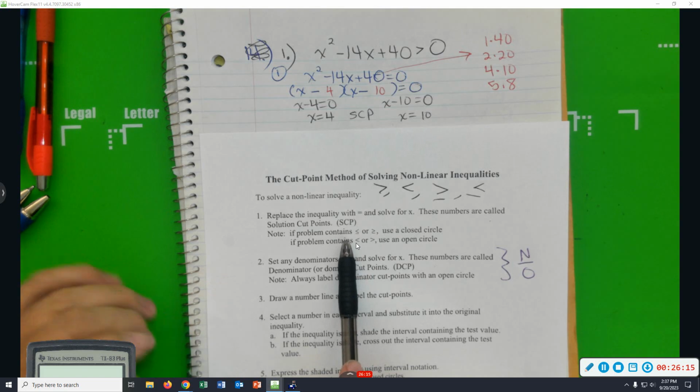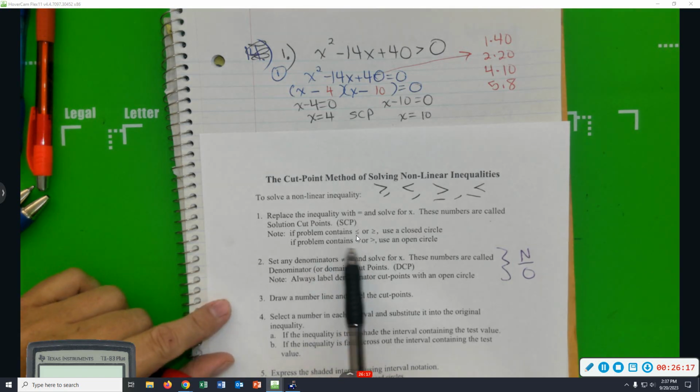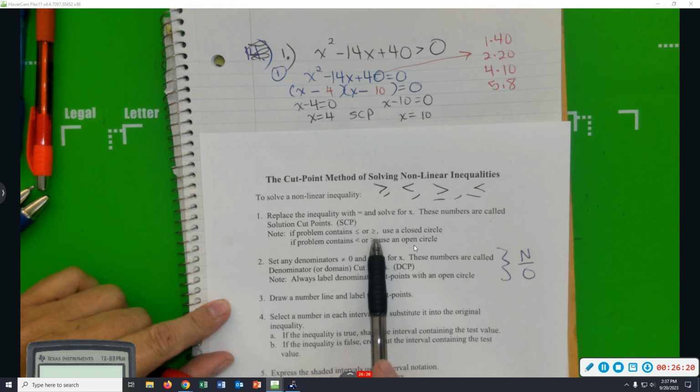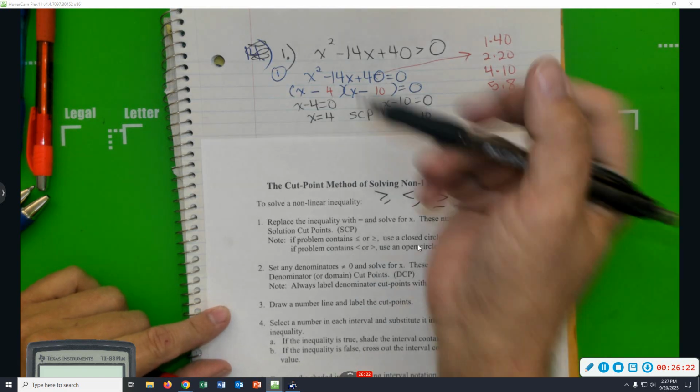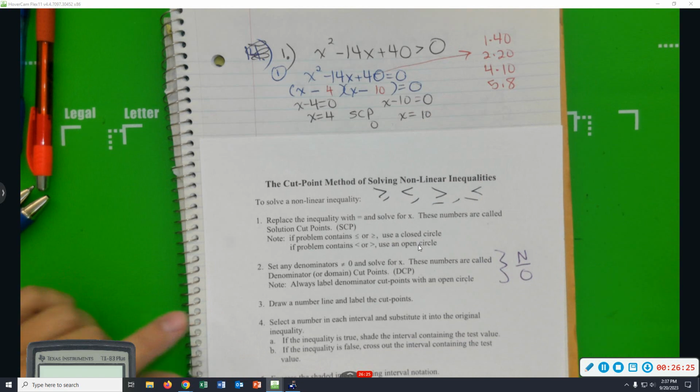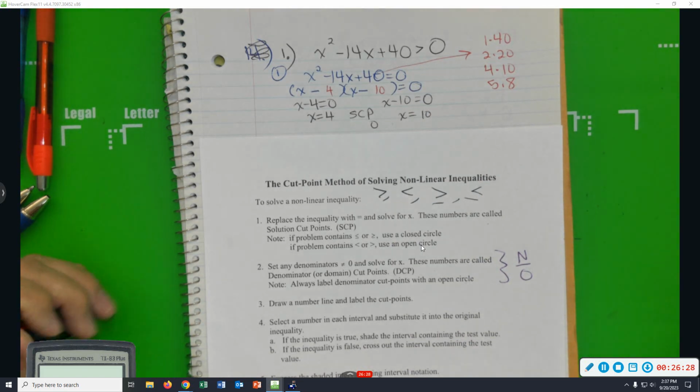Remember, I said we spell it out here on this recipe. If the problem contains just a less than or a greater than, no equal to, you're going to use open circles. Years ago, a student told me that he had a good way of remembering which of these, and his method was, look at the symbol, what uses more ink? A closed circle or an open? Well, a closed circle uses more ink to draw. Which symbol uses more ink? The one with the equal sign uses more ink.